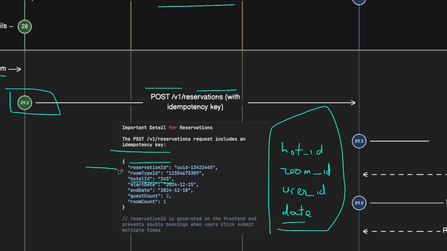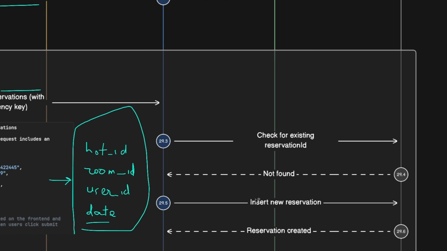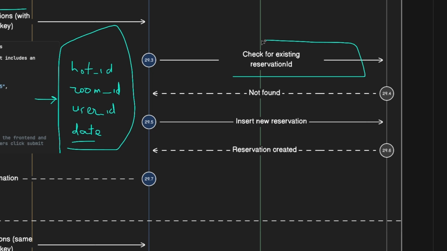But a way simpler solution on the front end side is to just generate some sort of UUID for the reservation ID, if you are talking only about a single user and preventing them from booking again. Then this is a very lightweight solution and way simpler than inserting this hash into the database and checking it every time in the backend. So here we will first check for an existing reservation ID. If it's not found, then we will insert a new reservation.